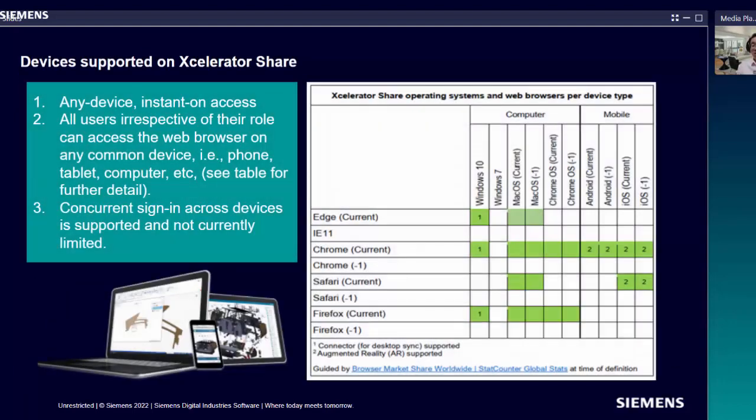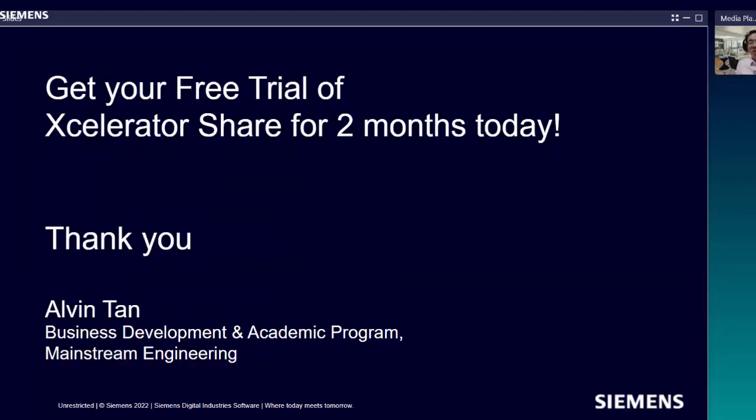Now, Xcelerator Share supports most of the operating systems for computers and mobile devices. All users, irrespective of their role, can access it from a web browser on any common device, be it phone, tablet, computer, laptop, etc. Concurrent sign-in across devices is supported and not currently limited. As I mentioned earlier, Xcelerator Share is only available for Siemens software on SaaS licensing.